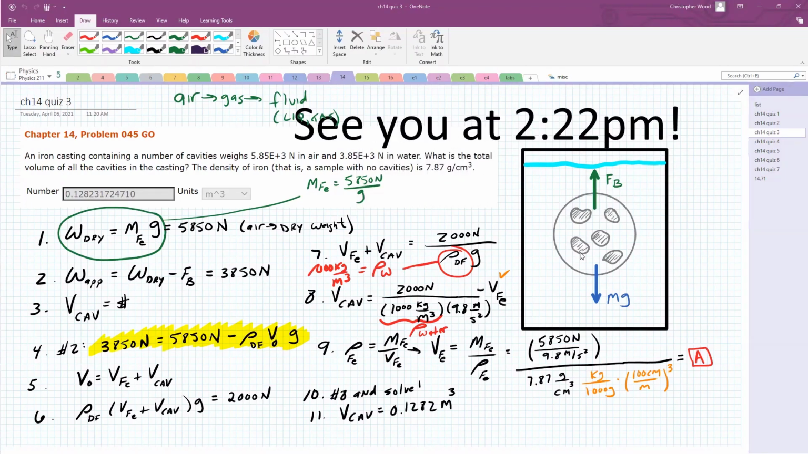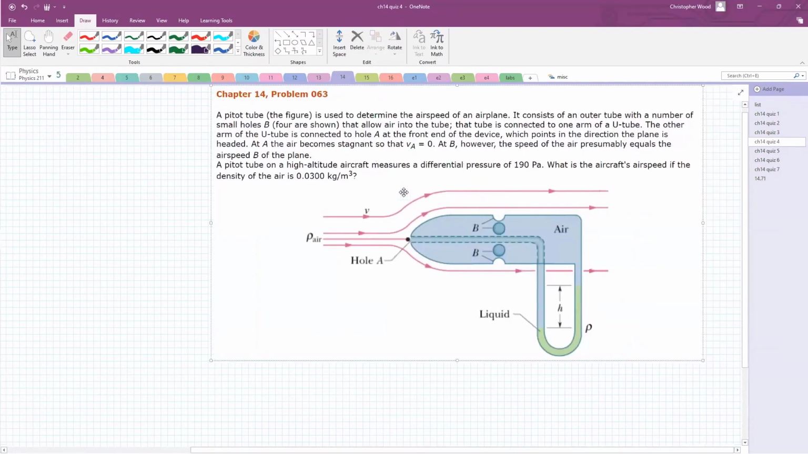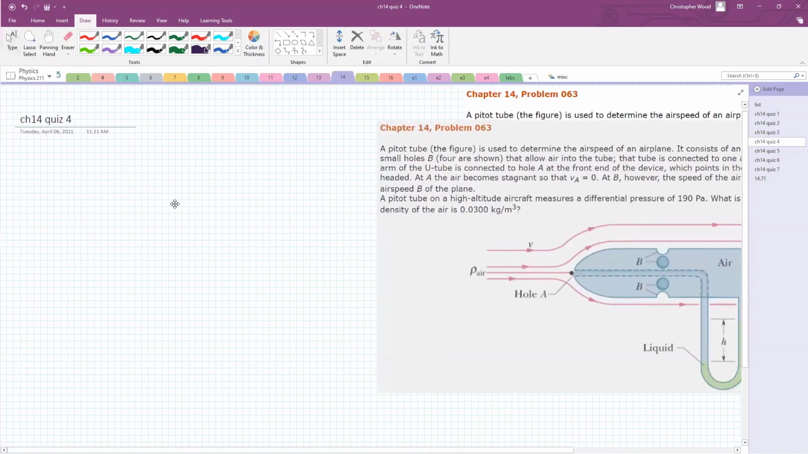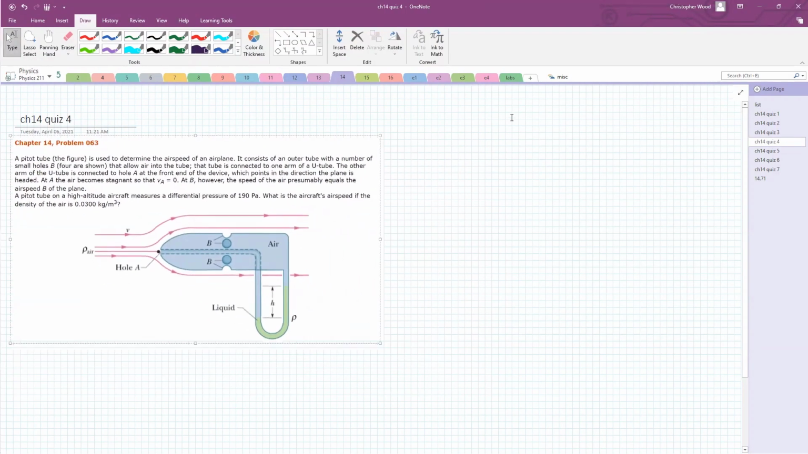Thank you. Yep. Chapter 14, quiz 4, fluid dynamics. This is referring to something known as a pitot tube. Pitot tube. So a couple of pictures on pitot tubes.